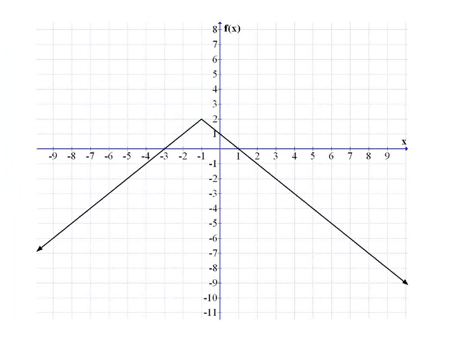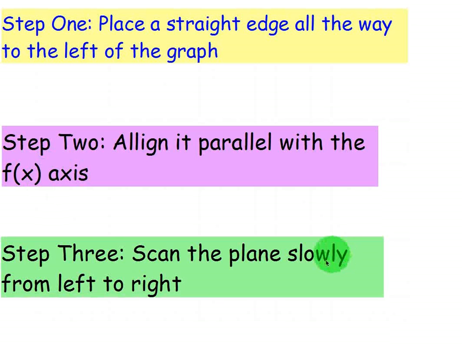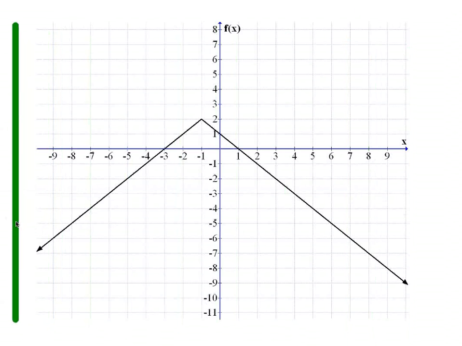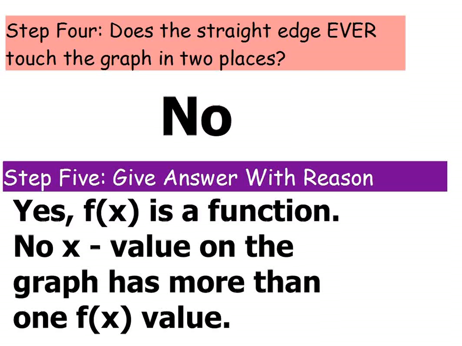It's parallel with that. And now we're going to scan the plane slowly from left to right. So we're going to go like this. This is called the vertical line test. And look, I'm going from left to right. Does the straight edge ever touch the graph more than once in two places? In this case, no, right? It never touches more than once. So that means it's a function because no x value on the graph has more than one y value.